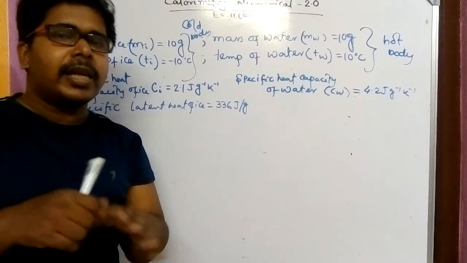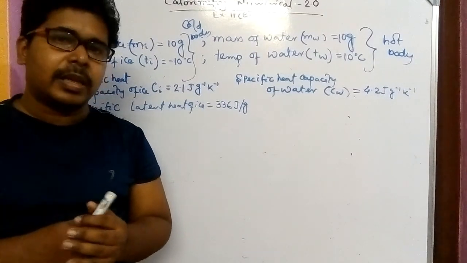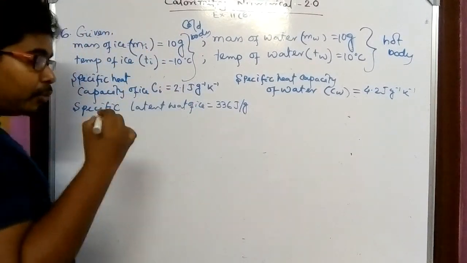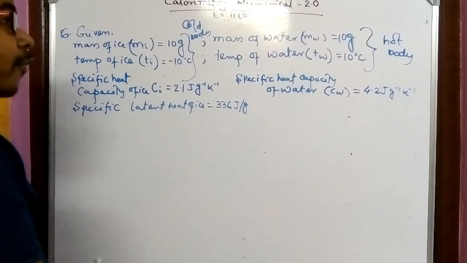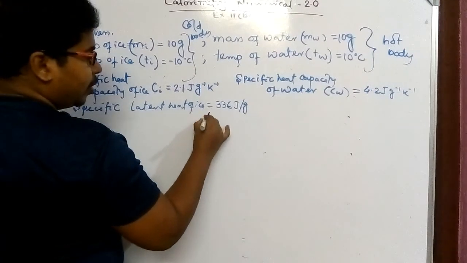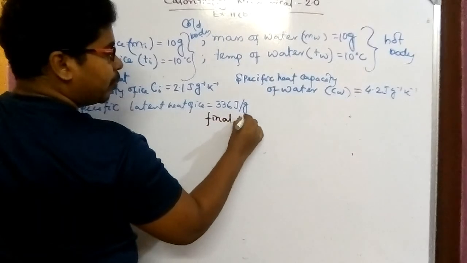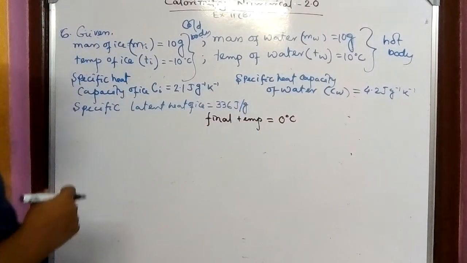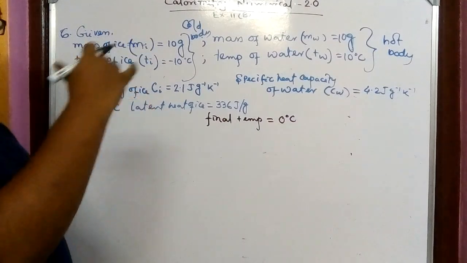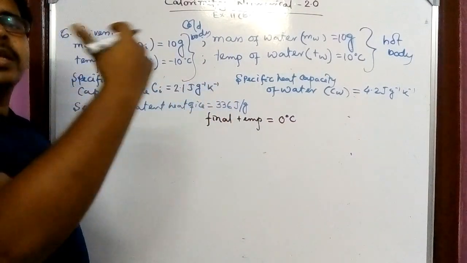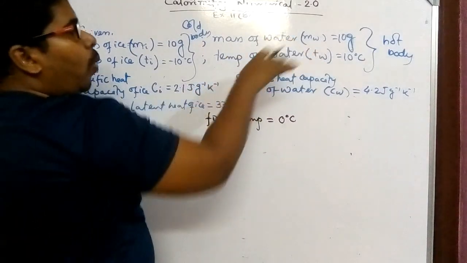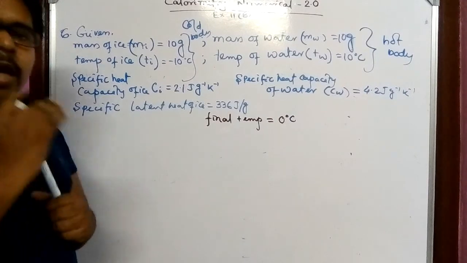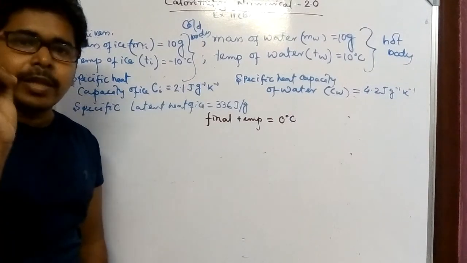Now that is the final temperature, 0 degrees centigrade. Here you have to understand and mention that the final temperature should be 0 degrees centigrade, because ice will reach up to 0 degrees centigrade by increasing its temperature, and water will decrease its temperature and go down to 0 degrees centigrade. Now the question has come, that is the state change.